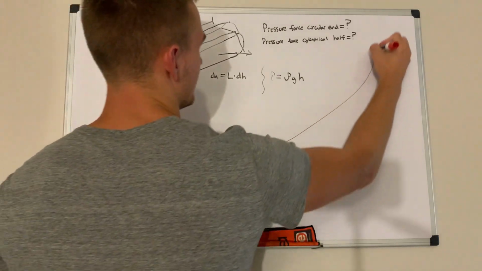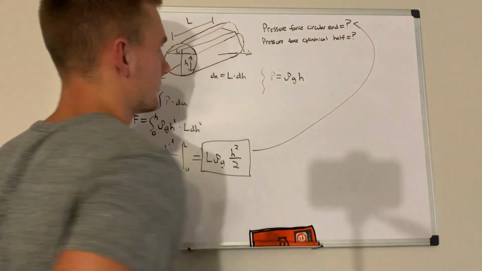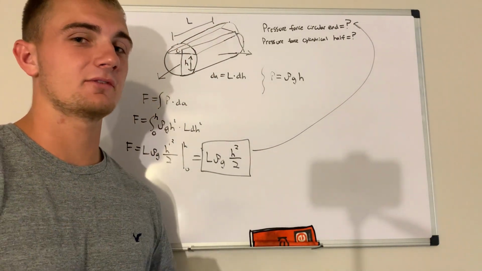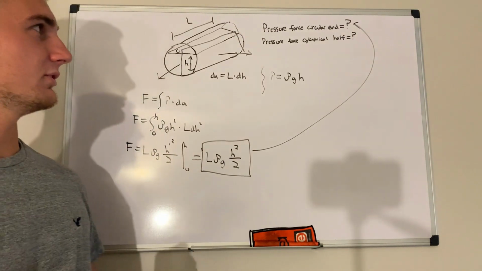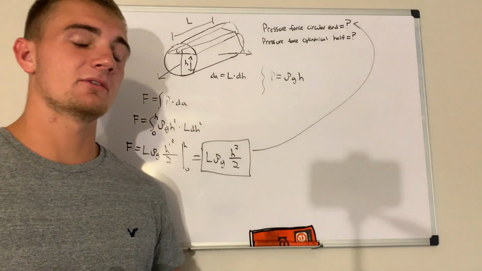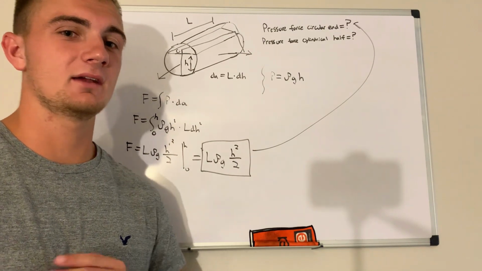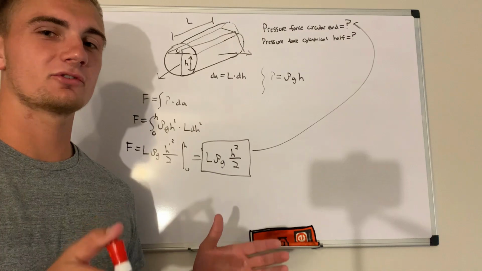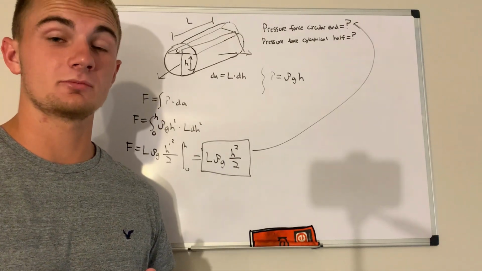So this is the answer to number 1. What is the pressure force that the fluid exerts on each of the cylindrical ends? So now what we want to move to is a little bit more challenging concept, which is the pressure force that is exerted on each of the cylindrical halves of the cylindrical barrel.